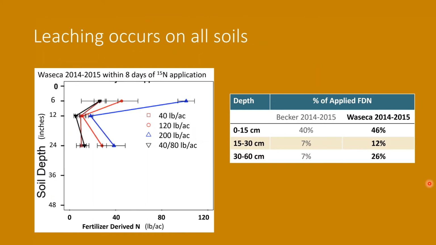Now, we often think that leaching is predominantly an issue for coarse textured soils, but in a wet year like 2014, leaching can also be a significant issue for finer textured soils. So at Waseca, within 8 days of fertilizer application, 46% of the fertilizer-derived nitrogen was recovered in the top 6 inches, and 12 and 26% was found in the deeper depths. So leaching isn't just an issue for coarse textured soils, it also can be an issue for the finer textured soils.